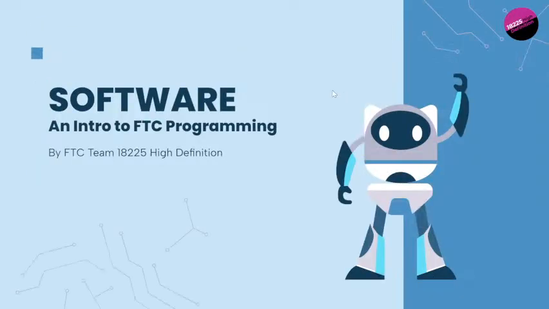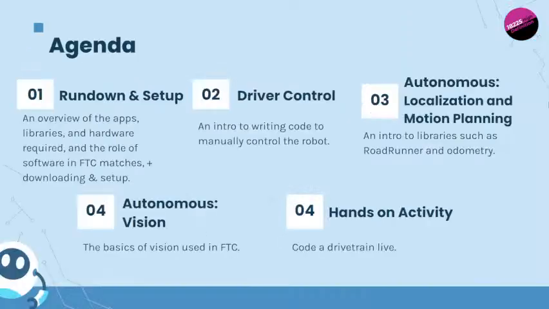Okay, so a little bit about software. This is the agenda for today. We're going to start with a rundown of how to set up things on your computer. You should have downloaded and set things up at home, but it's okay if you haven't completely done it or if you got stuck at any step, because we'll be doing a rundown with all the steps. This is an overview of the apps, the libraries, and the hardware you need for your robot, and also the importance and role of software during FTC matches.